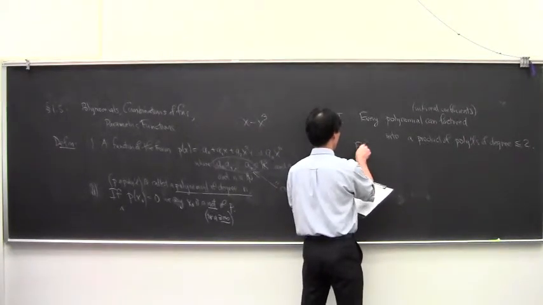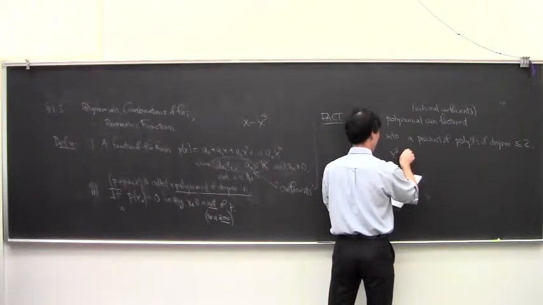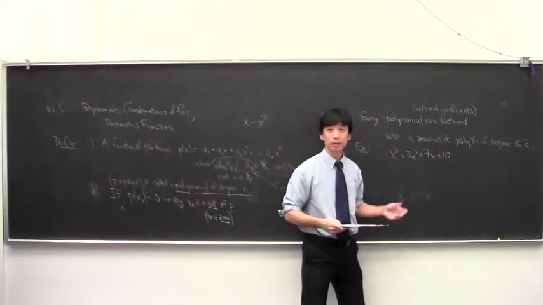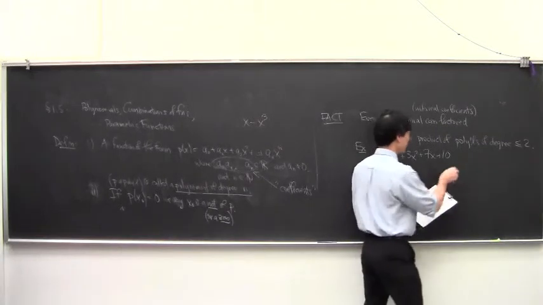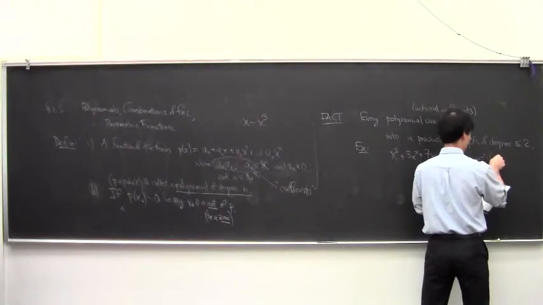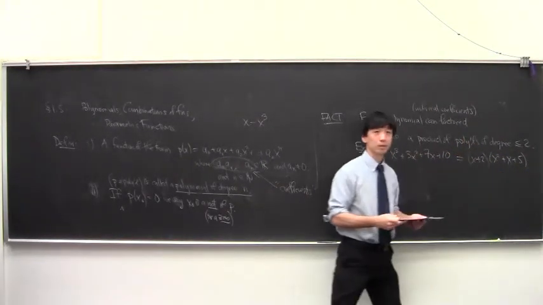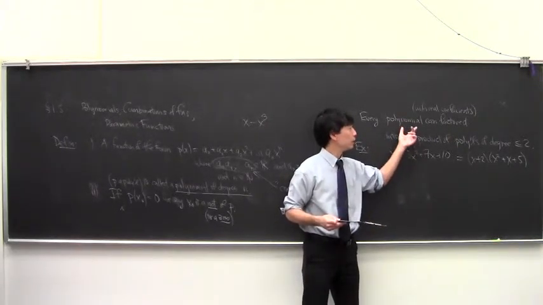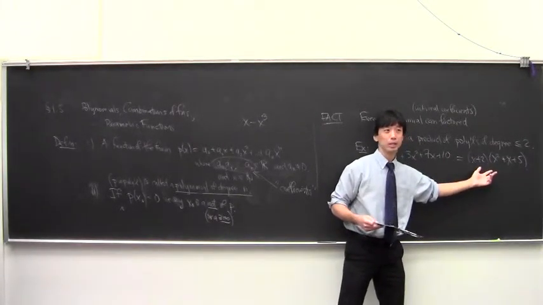Okay, so let me give you an example of what I mean by this statement. Here's a polynomial, x cubed plus 3x squared plus 7x plus 10. Turns out that you can factor this into (x plus 2) times (x squared plus x plus 5). Every polynomial can be factored into a product of polynomials of degree less than or equal to 2. And that's what we've done here.